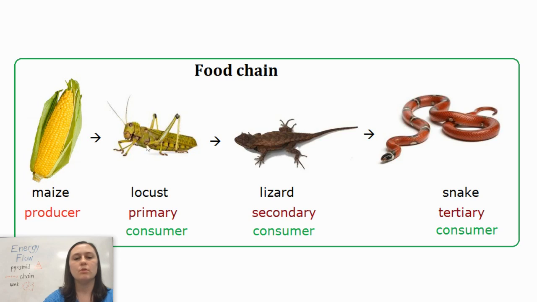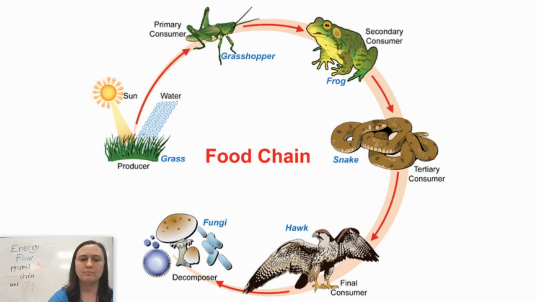So the energy from this locust is being transferred to this lizard because the lizard eats the locust. The energy in this lizard is transferred to the snake because the snake eats the lizard. So the arrows show the direction that energy flows. That's really, really important. It doesn't show what eats what. You can figure that out from the arrows, but the way that the arrows point is they point towards where the energy is moving to. So the energy is moving from the maize to the locust because the locust eats the maize.